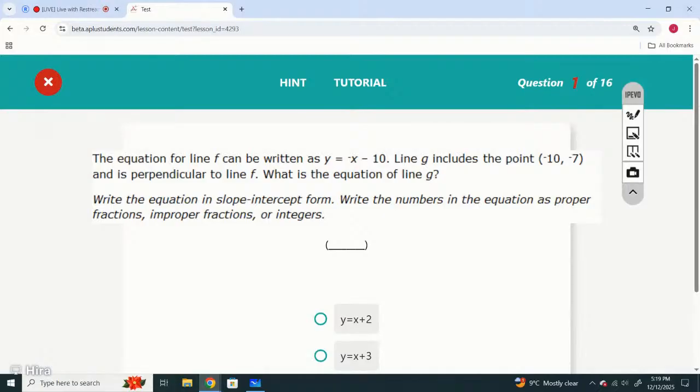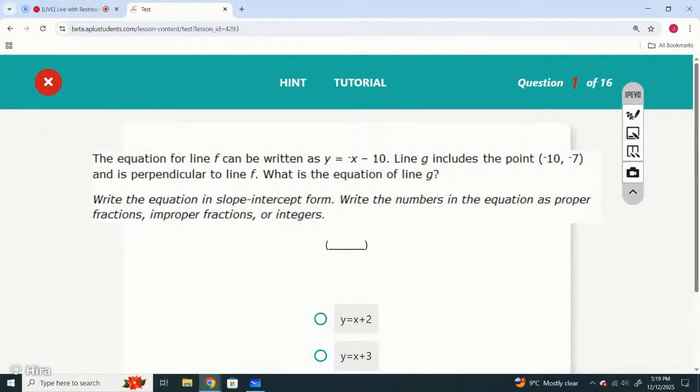The equation of line F can be written as y equals negative x minus 10. Line G includes the point negative 10, negative 7 and is perpendicular to line F. What is the equation of line G?